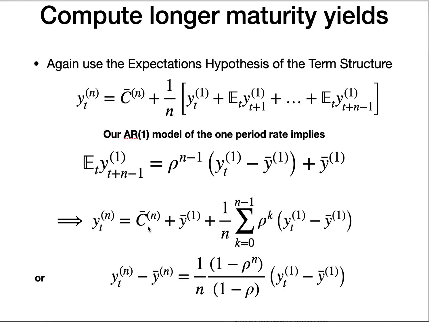And so then we have a model implication of what a longer maturity yield at time t is. We have a term premium, we have a long run mean of the short rate, and then this sum or average of deviations, this coefficient times deviations of the short rate today relative to its long run average. And if you solve this sum out, you get this expression. So longer term yields should move up and down with short yields with this coefficient.